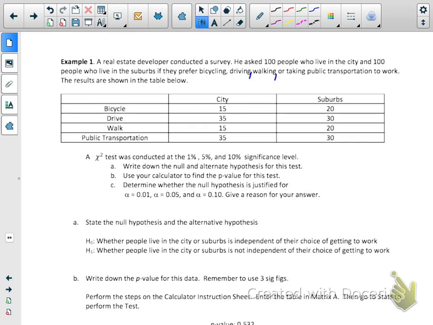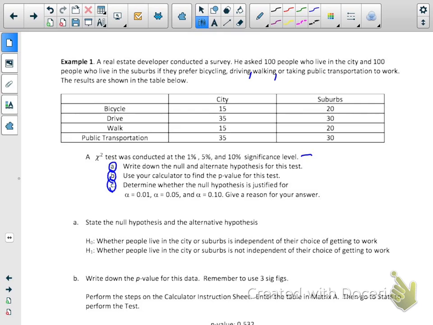So we're going to look at this test actually conducted at 3 different significance levels. That really doesn't require any more work. We're just going to have to give 3 different conclusions. We're going to start off by writing the null and alternate hypothesis. Sometimes on the exam they may only ask you to write one, but you should be able to write either one of them. We're going to use our calculator to find the p-value for this test, and we're going to determine whether that null hypothesis is justified for those three different significance levels.